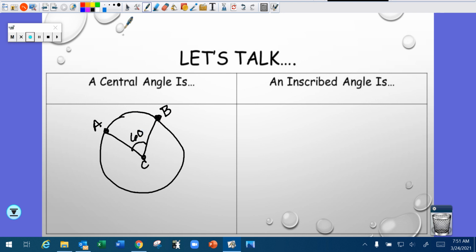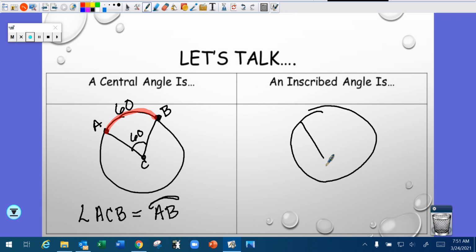So the intersecting arc here is AB, and if the central angle is 60, then this intersecting arc here is also 60. So with a central angle, angle ACB is going to be equal to arc AB. The central angle and the arc are always going to be equal to each other.